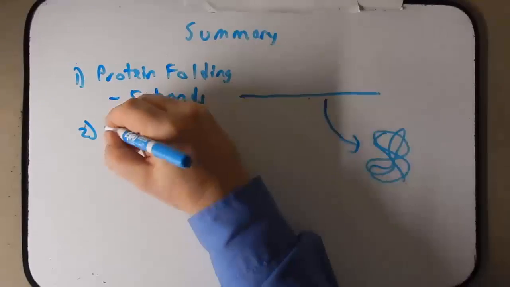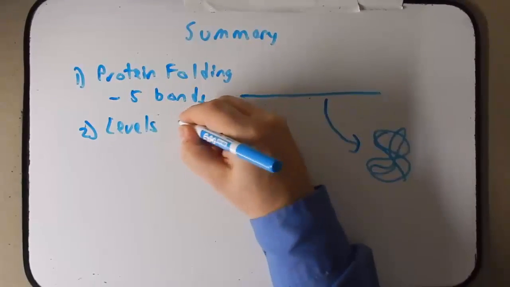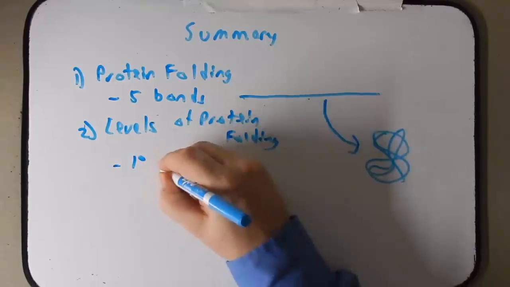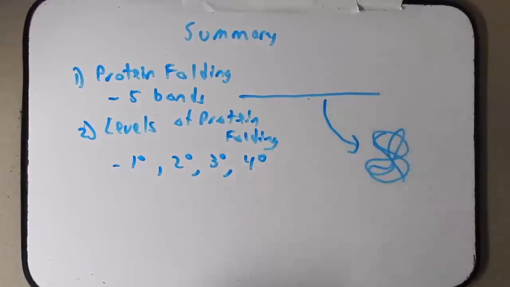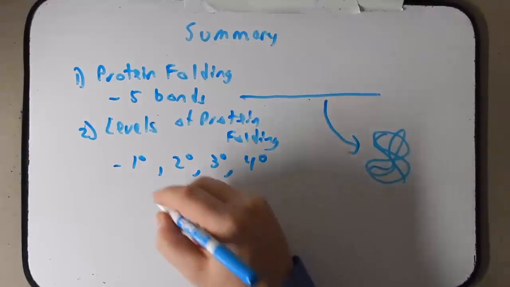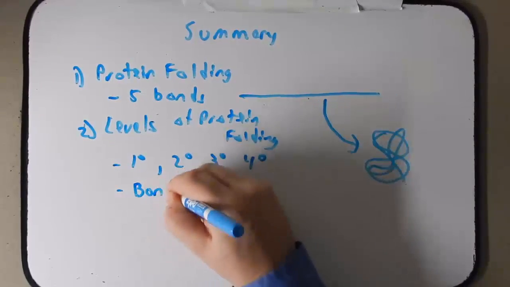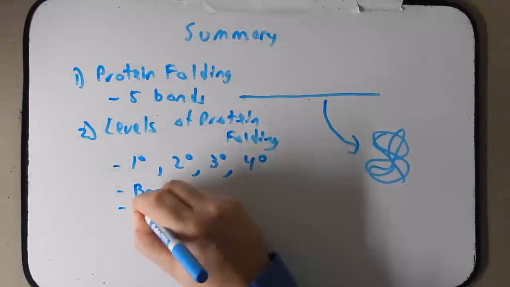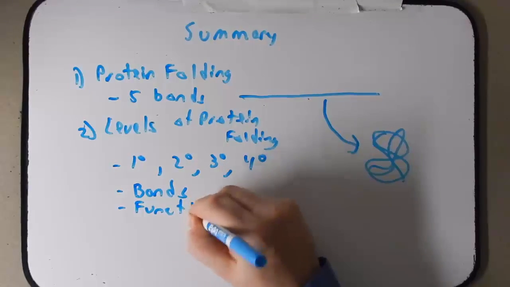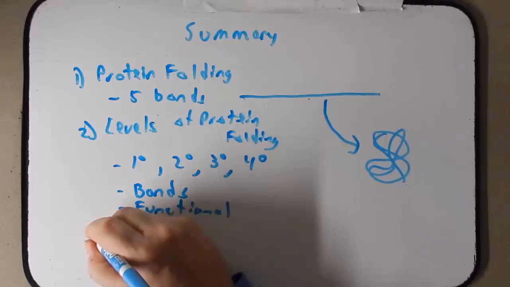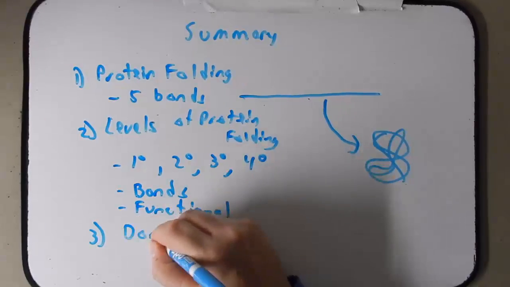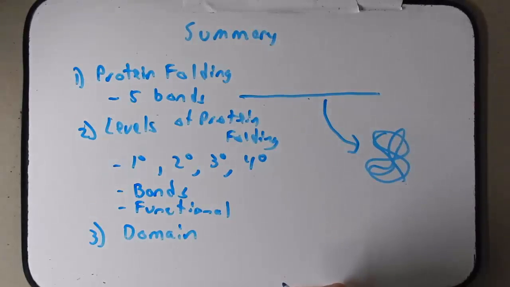We then looked at the levels of protein folding. We talked about the primary level, the secondary level, the tertiary level, and the quaternary level. We talked about, and you should be familiar with, the bonds that help characterize each of these levels, their functionality, which ones are functional in their fully folded form as a primary, secondary, tertiary, or quaternary structure. And we also talked about domains and how a single protein coded by a single gene could have multiple functional domains within that single protein.